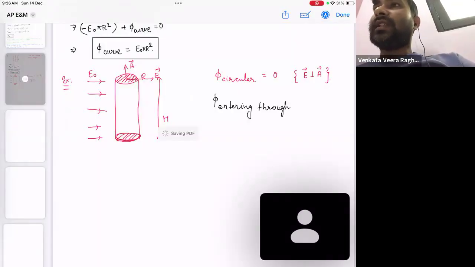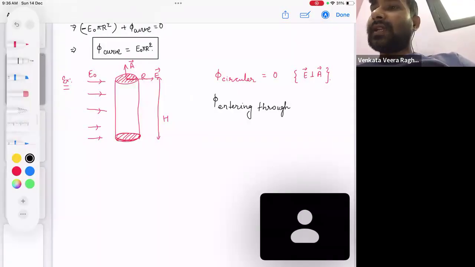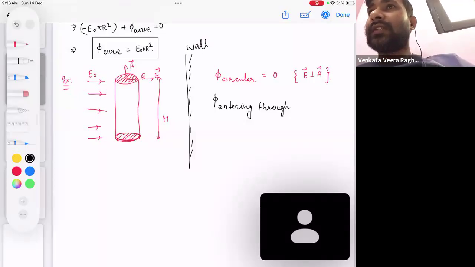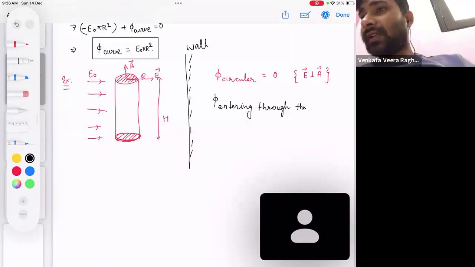And if you want to see what the projected area is, the meaning of projected area is: just put a torch, a flashlight, and see how the shadow looks on the wall. On this wall, how does the shadow of this cylinder look? It looks like a rectangle, of area 2r into h. That is called the projected area. Okay, that gives the flux entering through the curved surface.